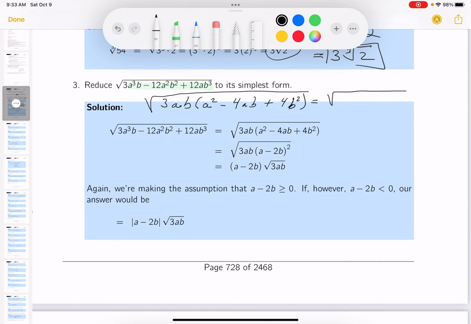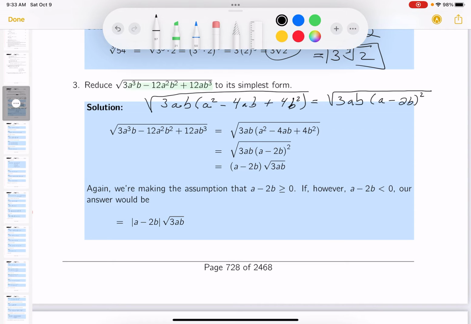3 is not a perfect square. A is not a perfect square. And B is not a perfect square. But what I notice is that A squared minus 4AB is actually (A minus 2B) quantity squared. Now, this is where Wells and I kind of disagree on what you should do over here.